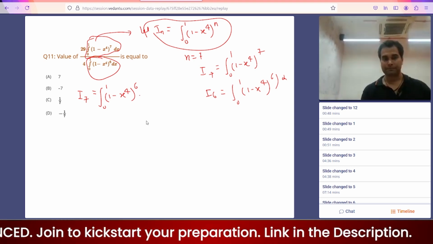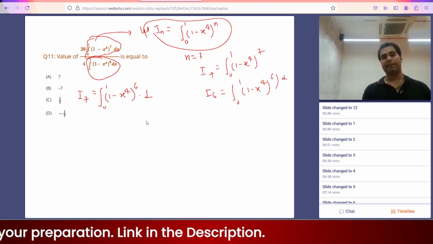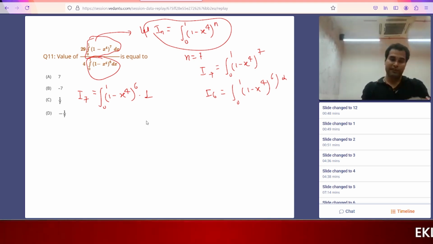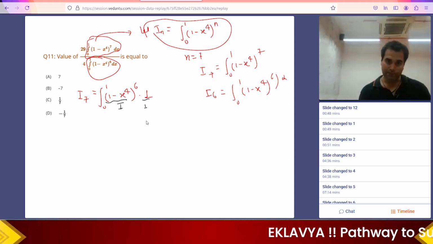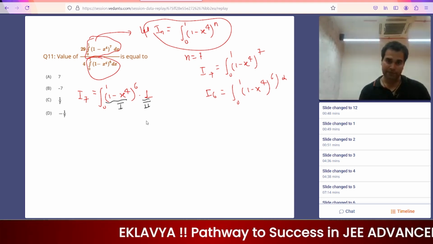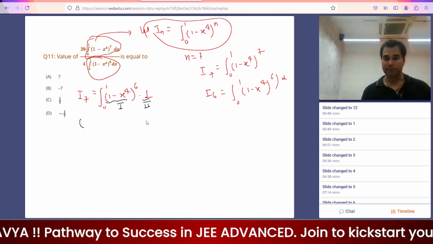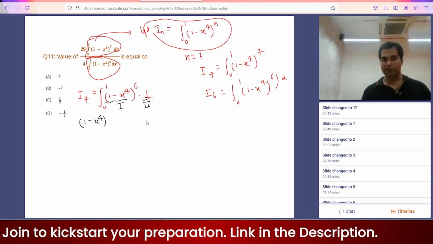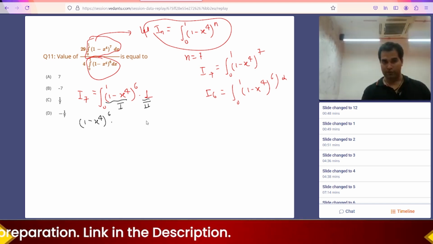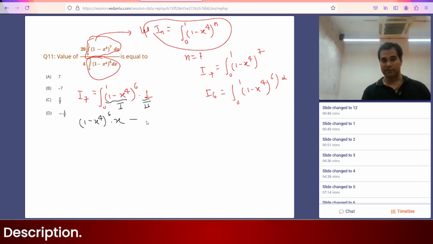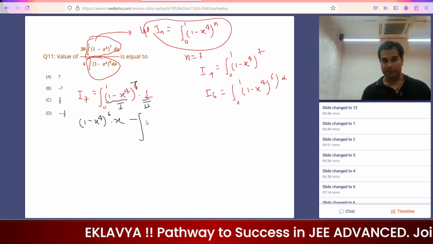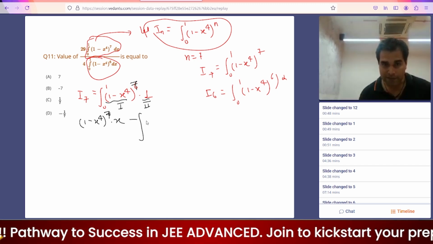It's okay? Now, integrate this by parts. Using integration by parts, this is the first function and this is the second function. By integration by parts, the first function (1 minus x^4)^6 times the integration of the second function, which is x, minus the integral of the differentiation of the first function, and here it is given as 7.